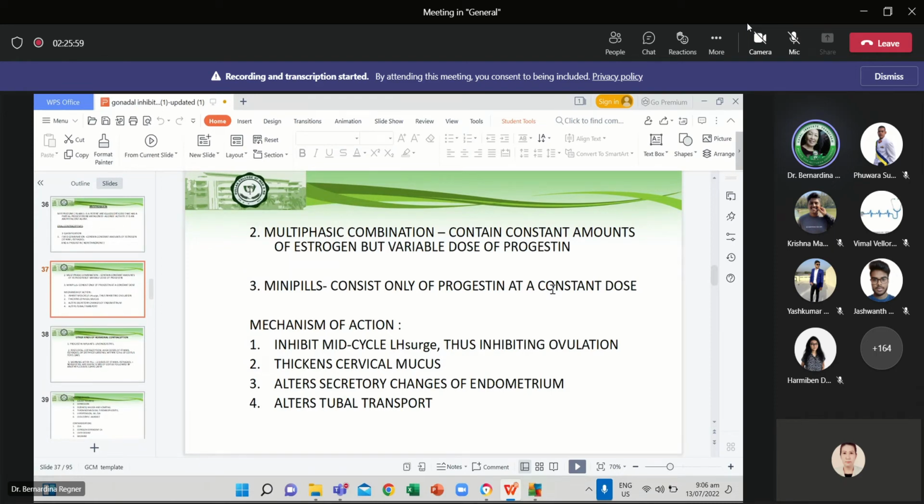Did you get it? So, I repeat: inhibit the mid-cycle luteinizing hormone surge, thereby inhibiting ovulation; thickens cervical mucus; alters secretory changes in the endometrium; alters tubal transport.